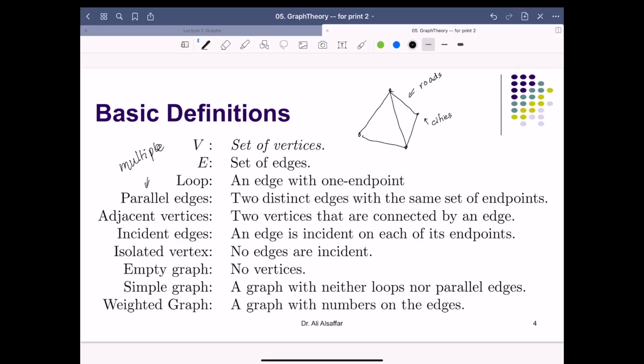So here maybe I can put, maybe this will take 5 minutes to go from this city to this city. Here it takes maybe 2 minutes. Here it takes 7 minutes. Here it takes 1 minute. And here it takes 10 minutes to go between these two cities. So this graph is called a weighted graph because it has numbers on the edges.